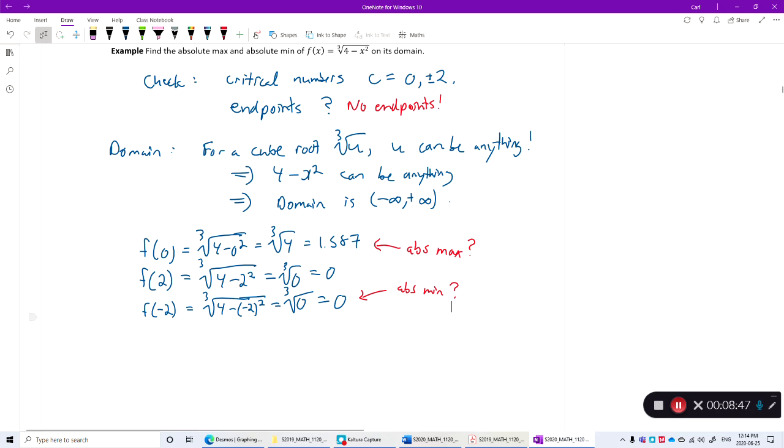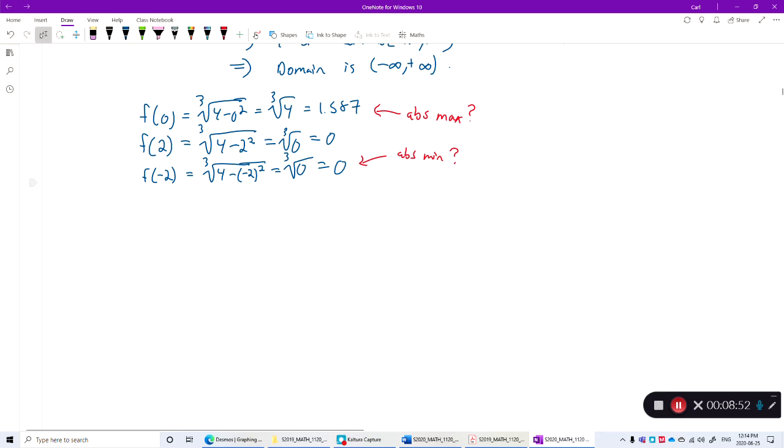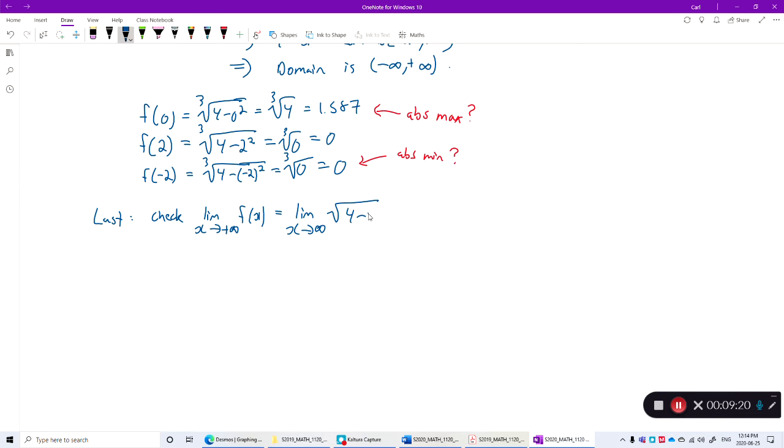Now, we can't be absolutely sure yet, because what if the graph goes up to infinity as x goes to infinity? So the last thing to check is what happens as x goes to plus infinity. This is kind of like an endpoint, right? It's an endpoint at infinity. So the limit as x goes to infinity of the cube root of 4 minus x squared.